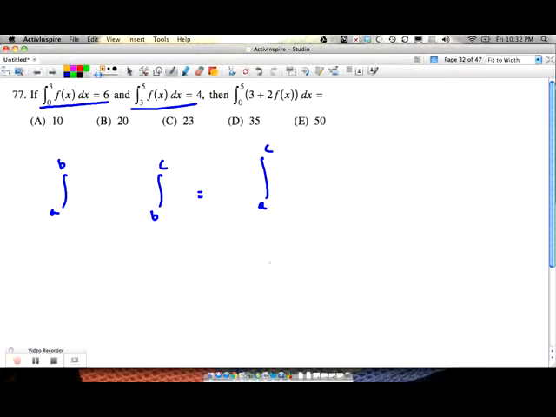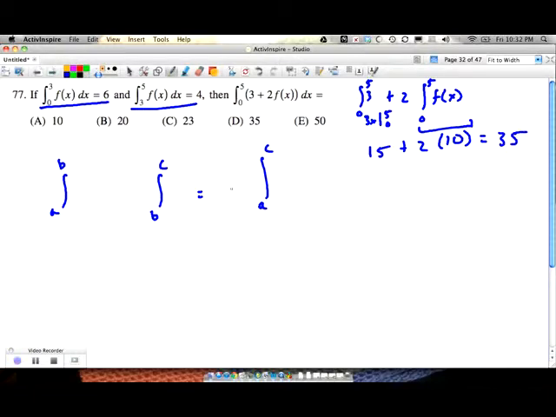First of all, this integral from 0 to 5 of 3 plus 2 times f of x is going to be equal to the integral of 3 from 0 to 5 plus 2 times the integral of f of x from 0 to 5. We know that this piece here, the integral from 0 to 5, is going to be the sum of the other two integrals. So this is going to be 10. We're going to multiply that by 2. Then we have to integrate the constant 3, which is really just 3x, and then that from 0 to 5 is going to be 3 times 5, 15. So 15 plus 2 times 10 is really 15 plus 20. All that put together equals 35.